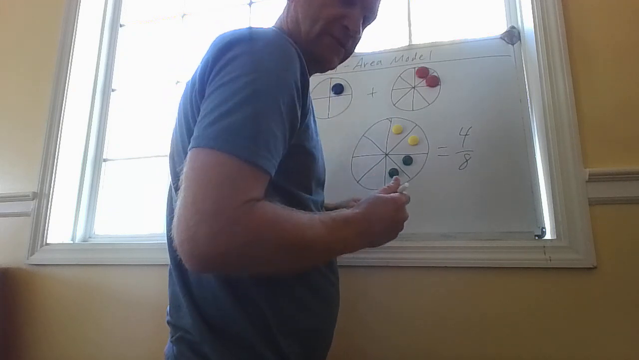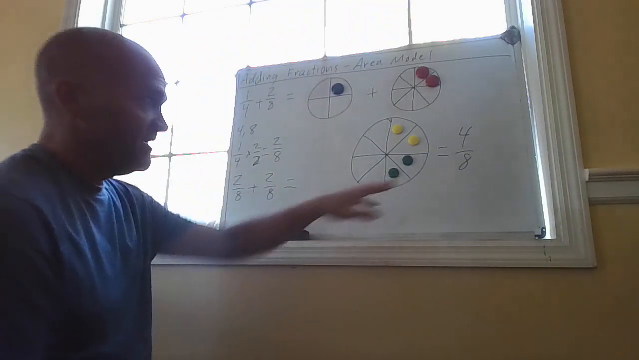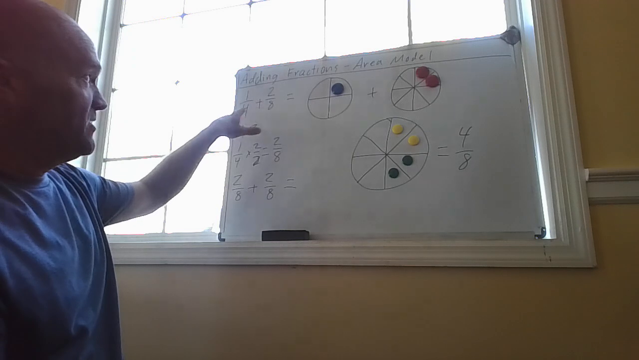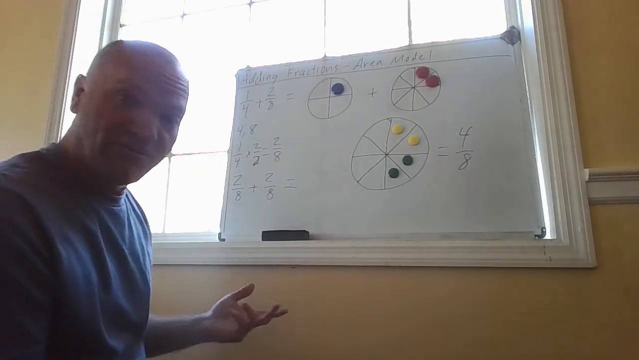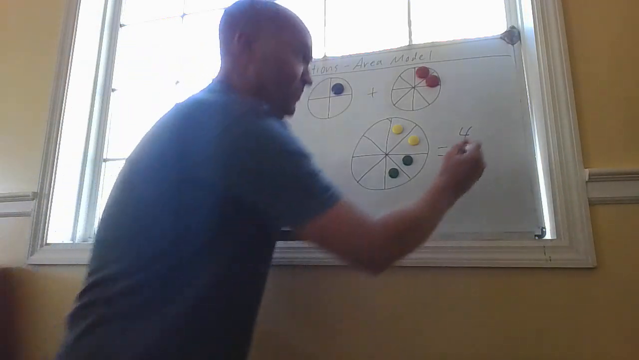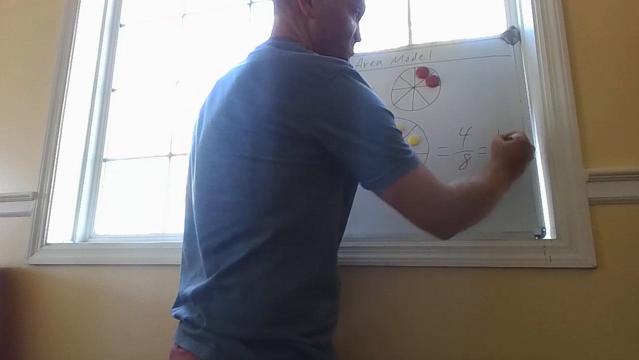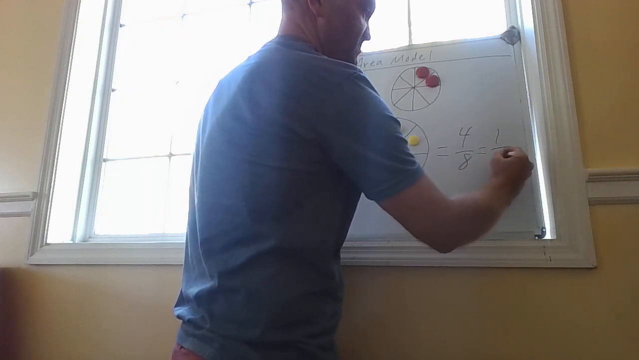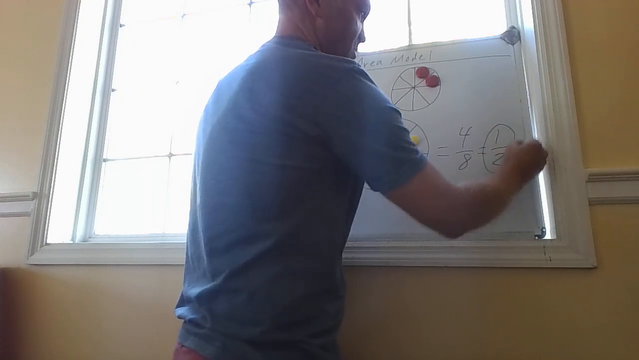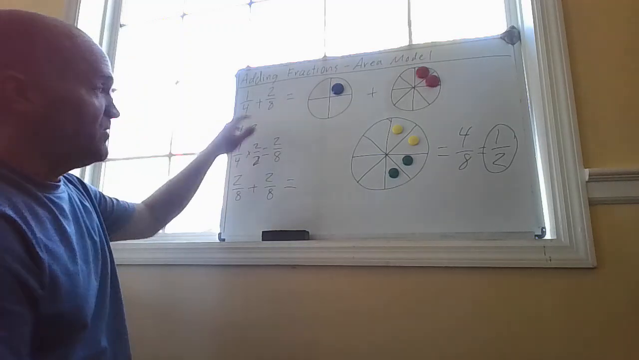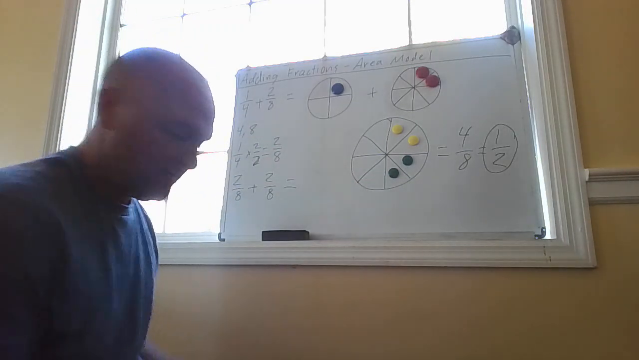And now we need to determine, can this be simplified? Yes, we know it can, because from our math over here, 4 and 8 can both be divided by 4. 4 divided by 4 is 1. 8 divided by 4 is 2. And so the sum of our original problem is 1/2.